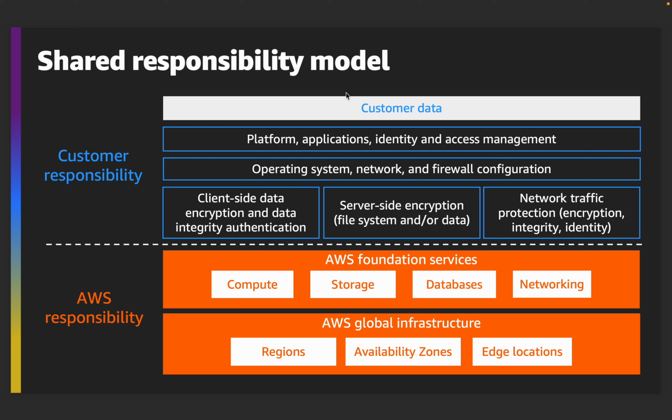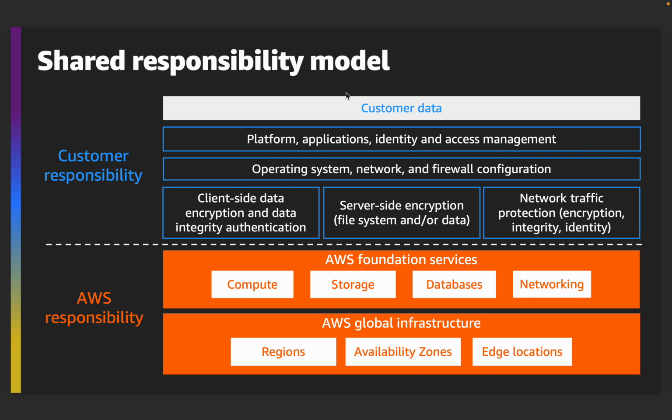So, the shared responsibility model. The first part is AWS responsibility, and the second is customer responsibility. AWS responsibility covers the AWS global infrastructure: regions, availability zones, and edge locations. Then the AWS foundation: compute, storage, database, and networking.